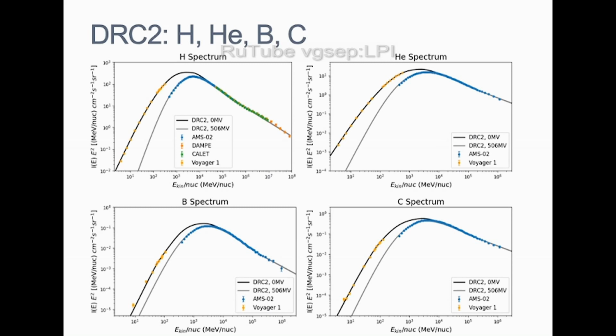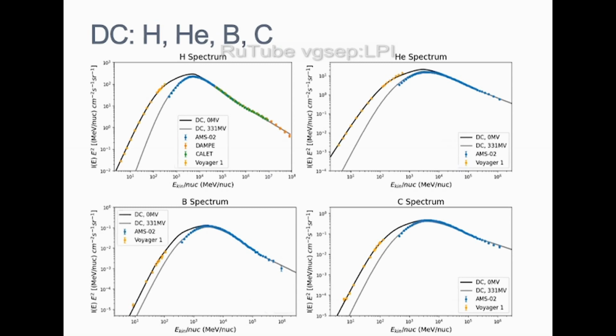And so we can compare the performance of this best performing model, DRC2, with the worst performing model, DC. And so here it still agrees with most of the data for each of the species, but there are some clear flaws. For example, in the helium spectrum, the unmodulated spectrum is below some of the Voyager 1 data points, and the modulated spectrum is above some of the AMS-02 data points in the range of around 500 MeV per nucleon. And for carbon, it can also be seen that the model is slightly too high at the highest energy levels.